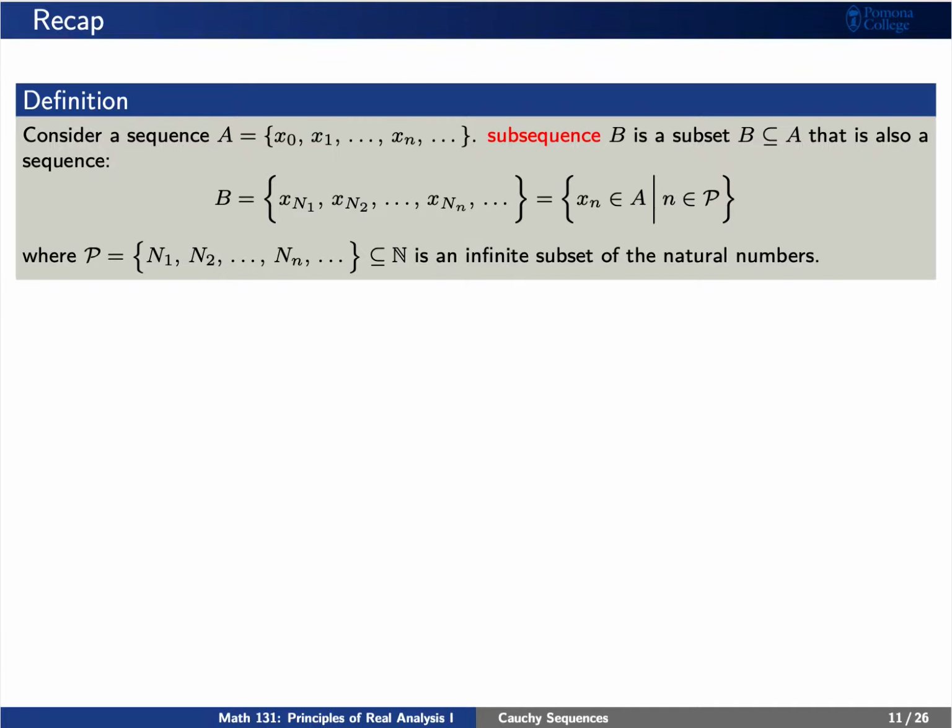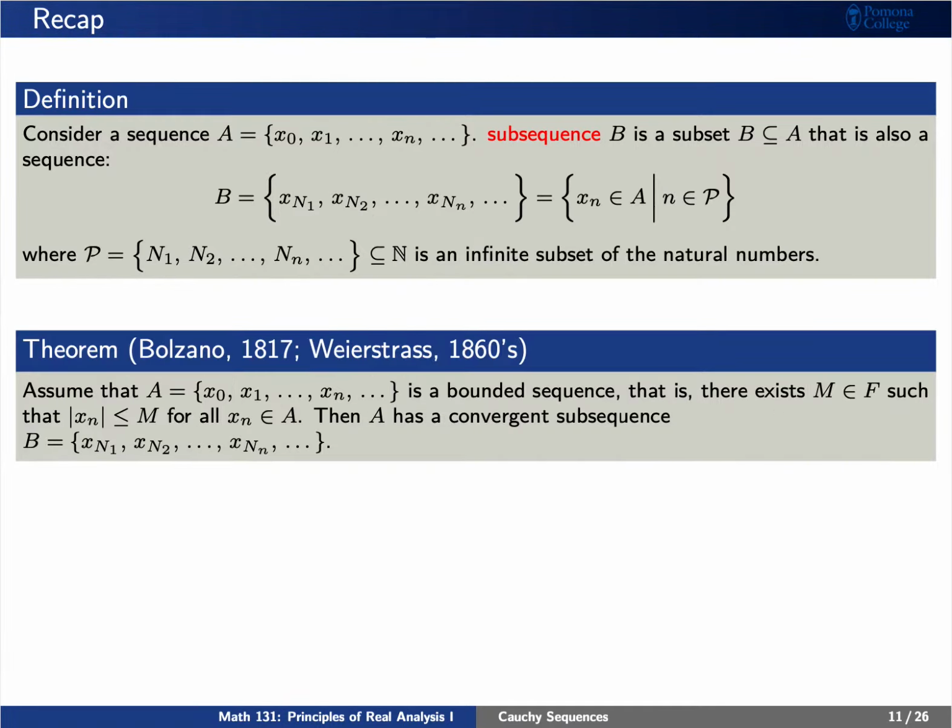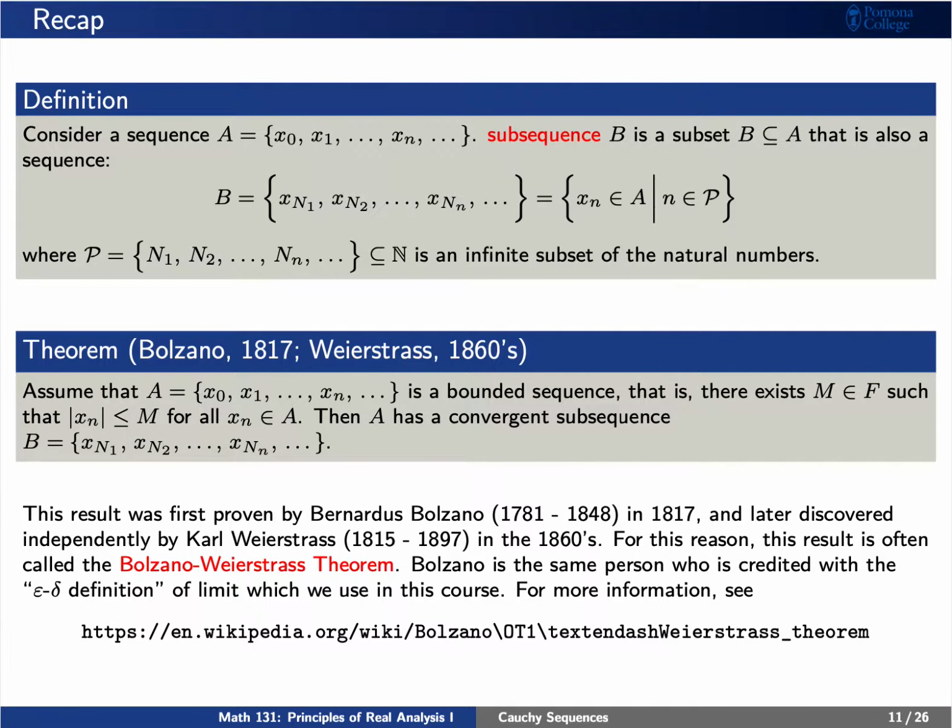Consider a sequence A. A subsequence is a subset B that is also a sequence. The celebrated Bolzano-Weierstrass theorem says, let's say that A is a bounded sequence. Then A has a convergent subsequence. This result was first proven by Bernard Bolzano in 1817 and later discovered independently by Karl Weierstrass in the 1860s. For this reason, we call this the Bolzano-Weierstrass theorem.